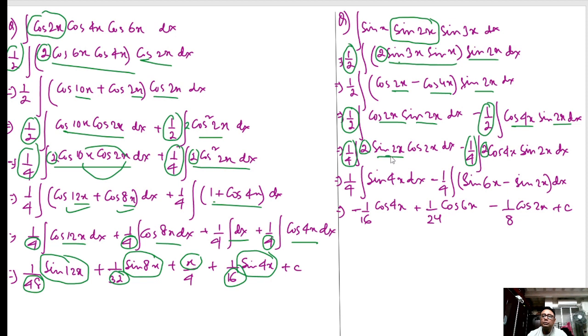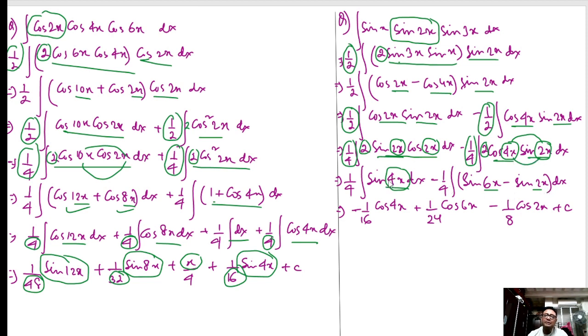It is looking like 2 sine A cos B, which is sine A plus B. Sorry, this is 2 sine A cos A, which is actually sine 2A. So sine 4x. And this is looking like 2 cos A sine B, which is sine(A plus B) minus sine(A minus B). This is our A, this is our B, sine(A plus B), which is 6x, sine(A minus B), which is 2x.